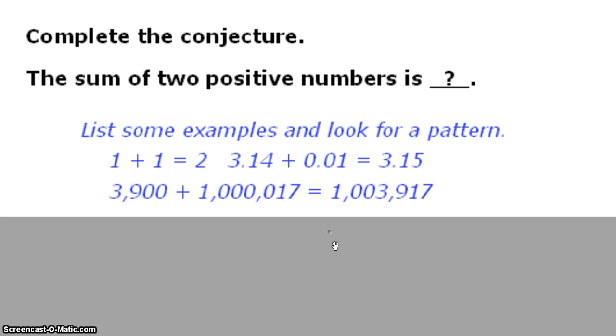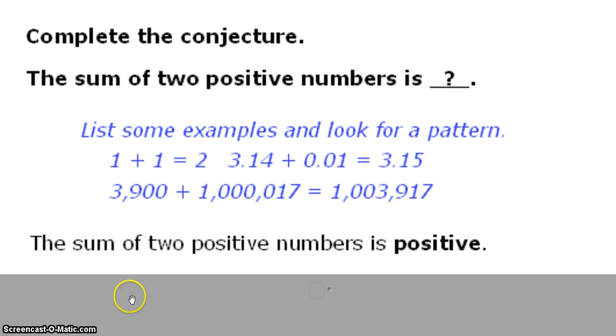Or we can take a big pair of addends. We have 3,900 plus 1,017,017, and there is your sum, 1,020,917. So what is the sum? What is common about these three sums? What's something basic about them? They are all positive. So the sum of two positive numbers is positive. That is the conjecture we can make, or that is how we can complete the conjecture, using the term positive.